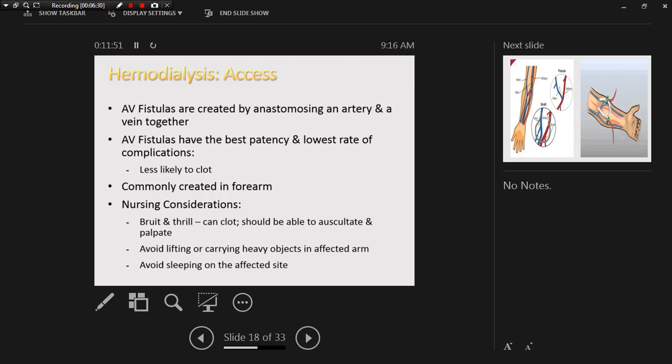For somebody with a fistula, there's a couple things: making sure that on the affected arm, we're not doing blood pressures, IV sticks, or blood draws. Avoid lifting or carrying any heavy objects with that affected arm. Avoid sleeping on that arm.